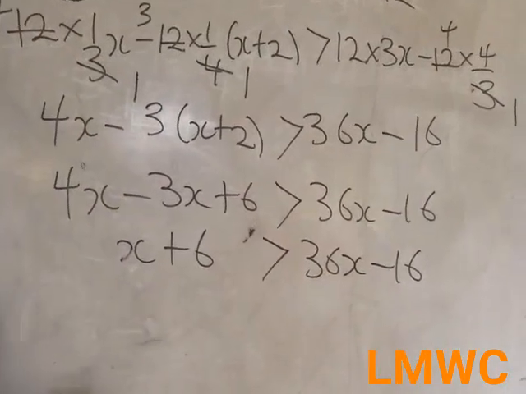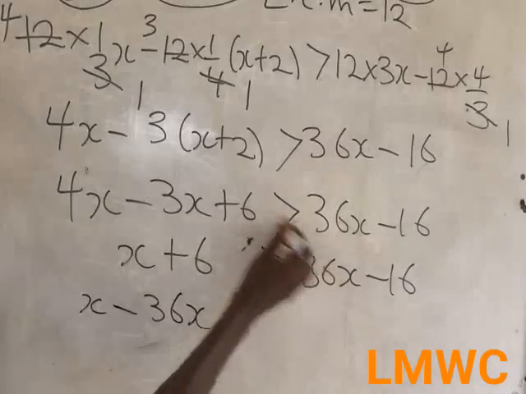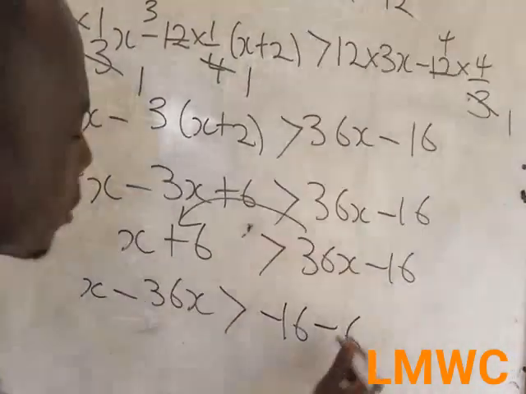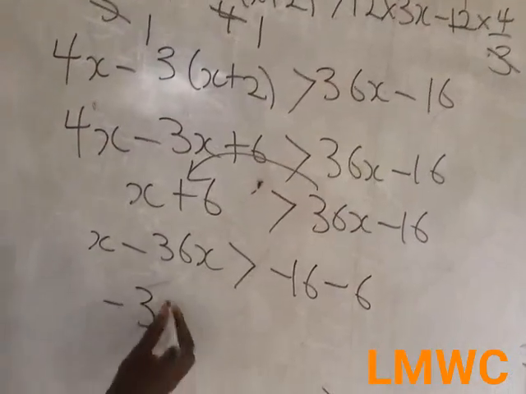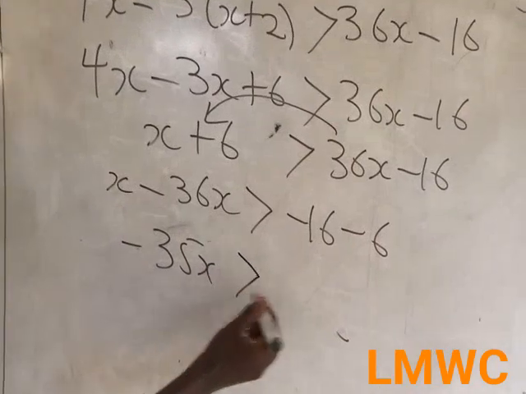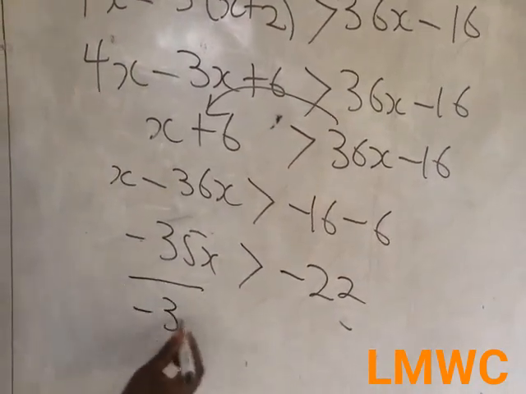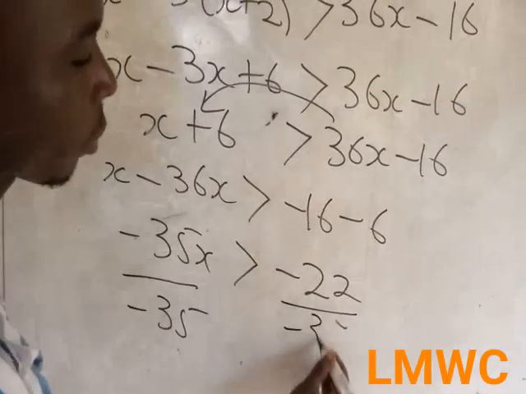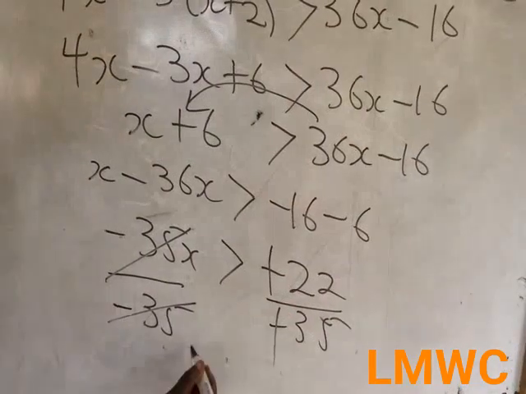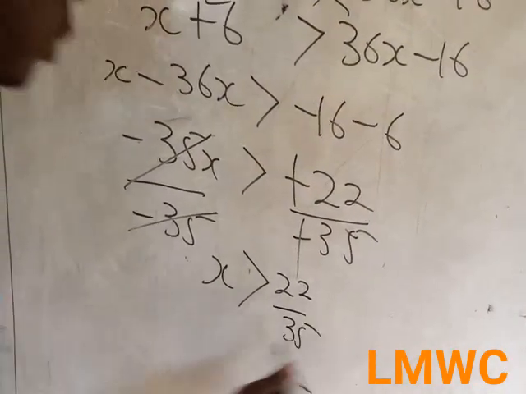Let's group our like terms. It becomes x minus 36x, because this becomes negative, greater than negative 16 minus 6. So negative 35x, because 1 is here, but in maths we don't write it, greater than negative 22. So we divide through by negative 35. This will cancel this. So x is greater than 22 over 35.